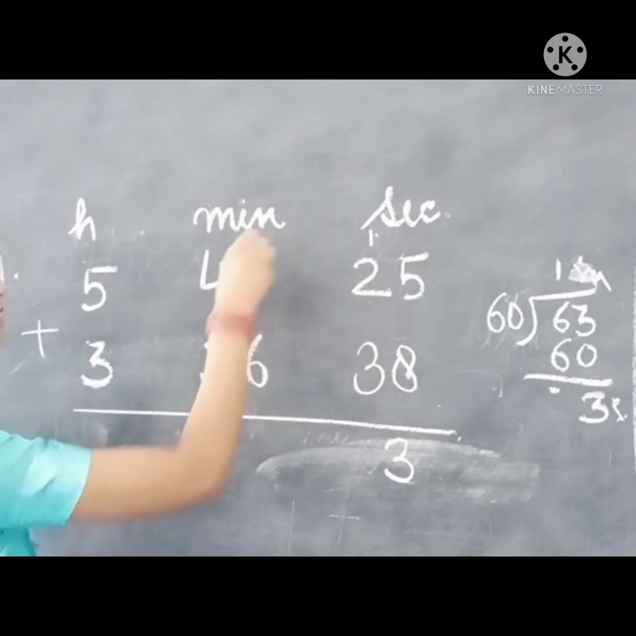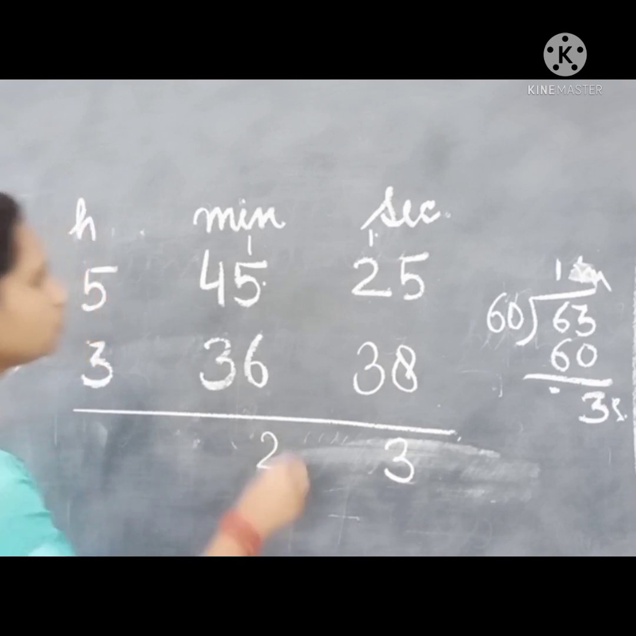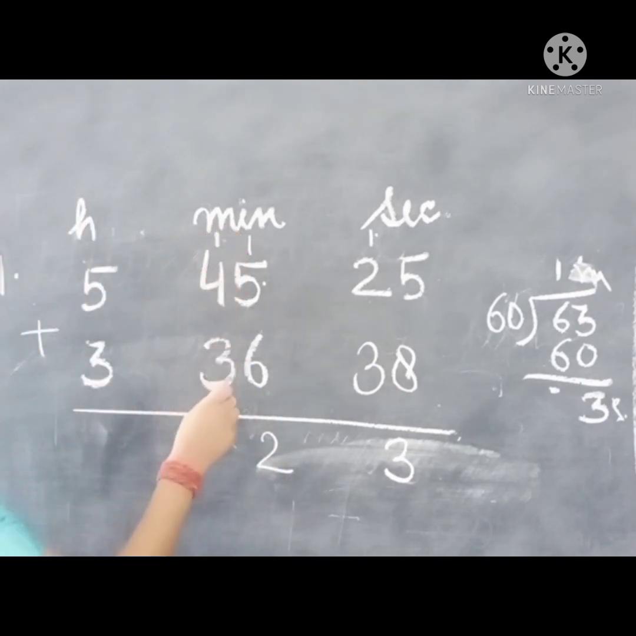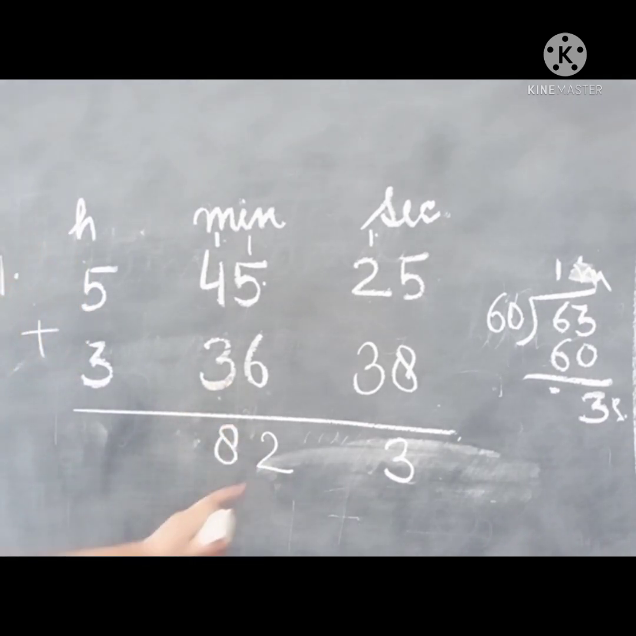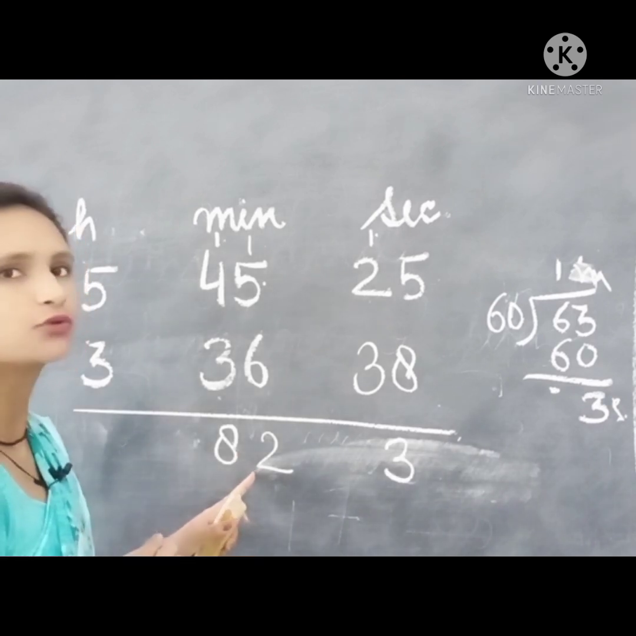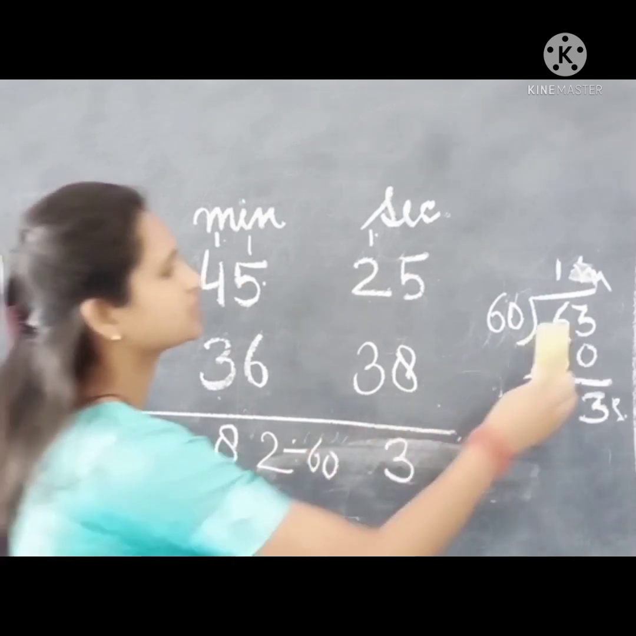5 plus 1, 6, plus 6, 12. 2 and 1 carry. 4 plus 1, 5, plus 3, 8. 82. Now again it is a greater number than 60, so we have to divide it with 60. So let us divide it with 60.